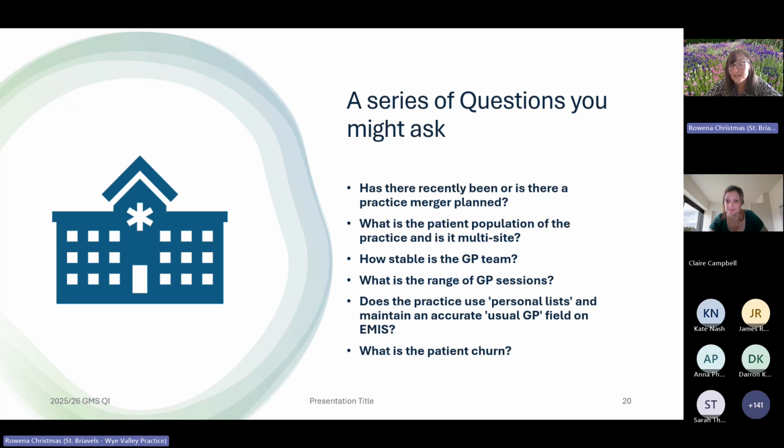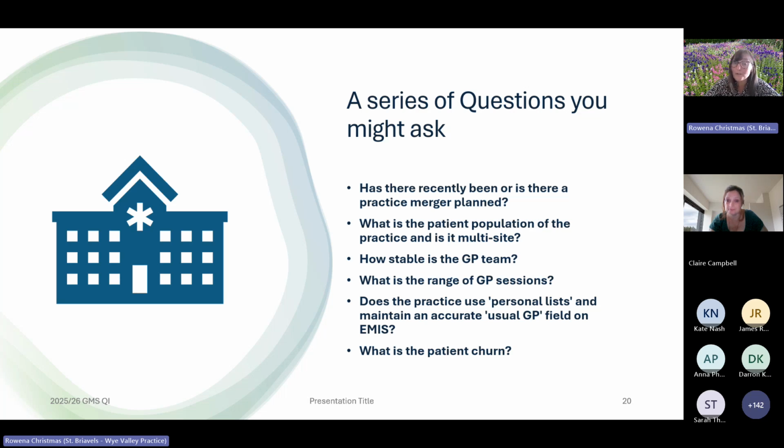Look at the range of GP sessions. If the majority are working less than 6 sessions a week, a micro team or a GP buddy approach might be the solution. Does your practice use personal lists? Does it maintain an accurate usual GP field on EMIS? Practices with good levels of continuity usually work to personal lists and have an accurate usual GP field, so that might be something to look at.